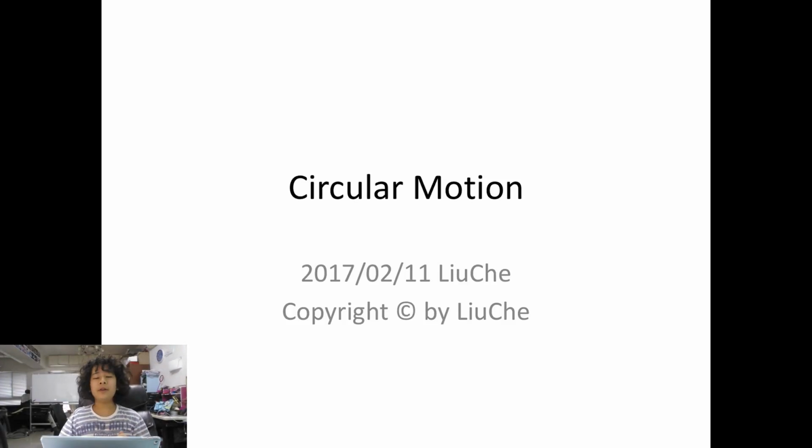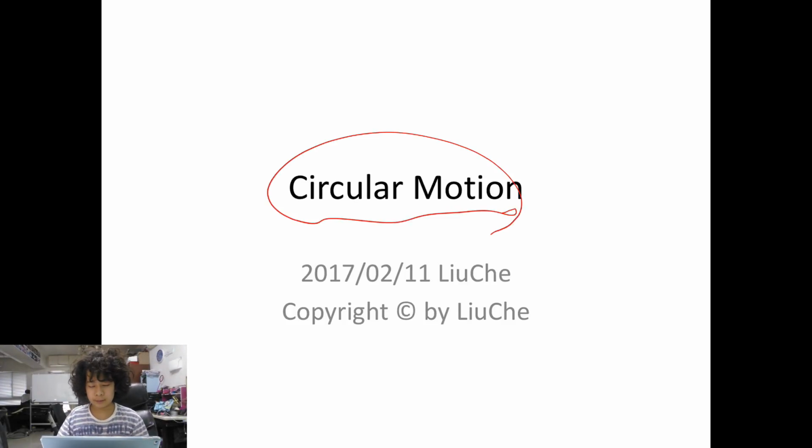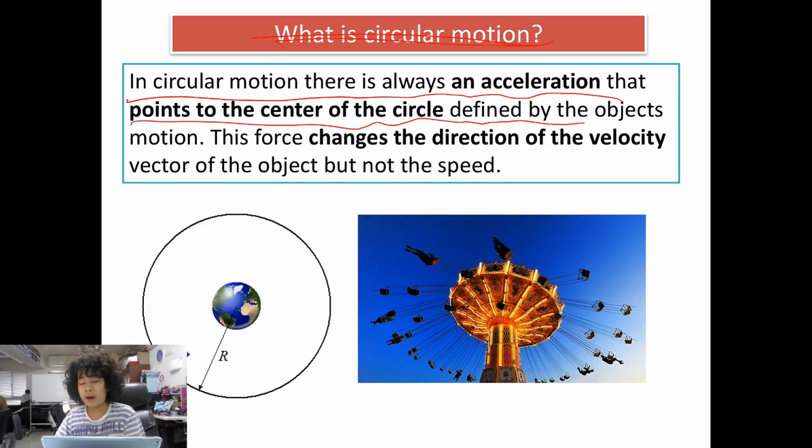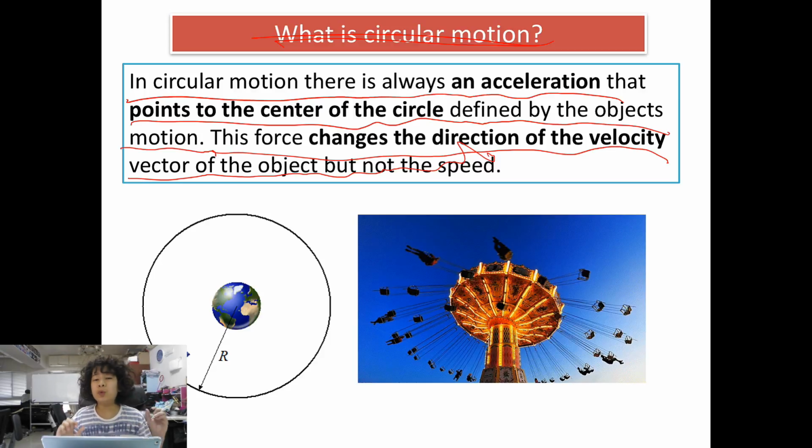Okay, so today I'm going to talk about circular motion. So what is circular motion? In circular motion, there's always an acceleration that points to the center of the circle defined by the object's motion. This acceleration changes the direction of the velocity vector of an object, but not the speed, which means that the speed doesn't change, but the direction changes.